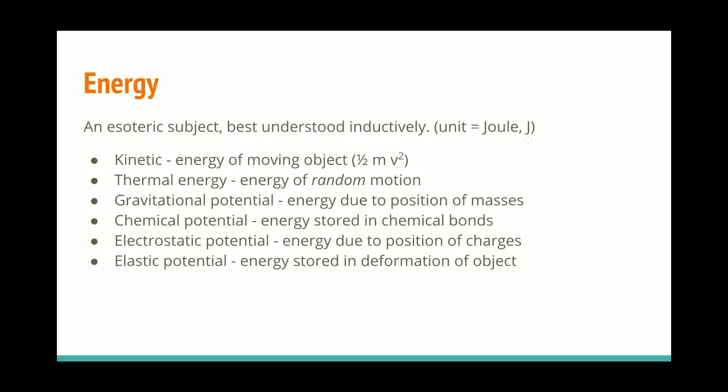Gravitational potential energy is the energy due to the position of objects in a gravitational field. You lift something up so it's further away from the other object, there will be more gravitational potential energy. You can have chemical potential energy, that's the energy stored in chemical bonds.